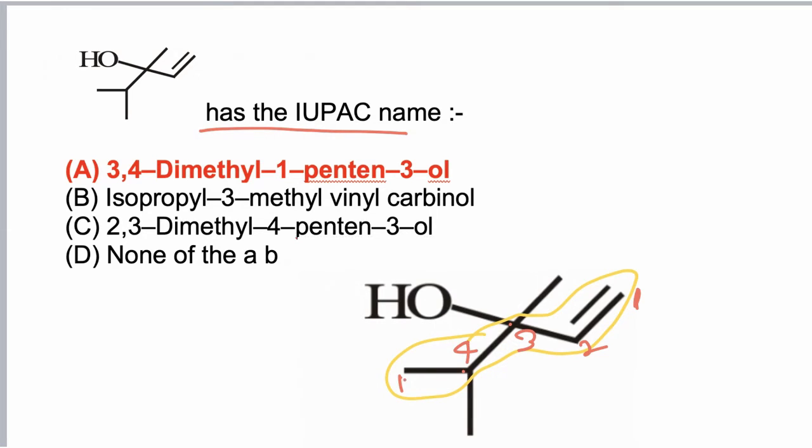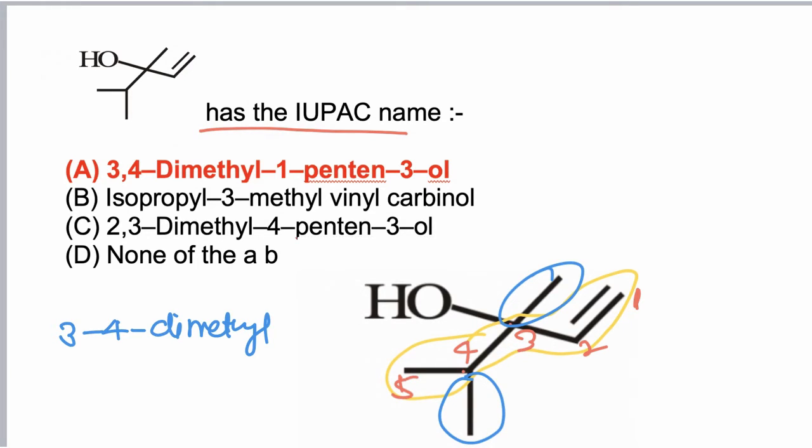So a total of 5 carbon atoms are present in the main chain. At carbon numbers 3 and 4, a methyl substituent is present. So the name of the molecule is 3,4-dimethyl.